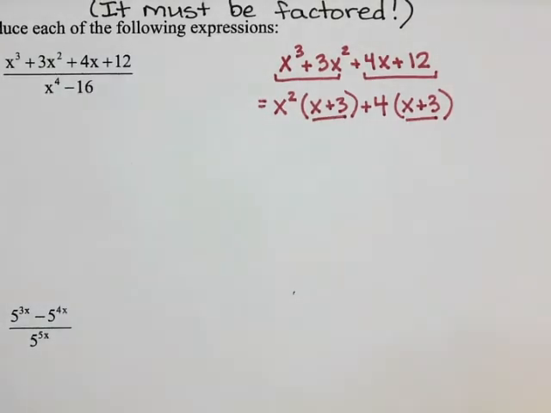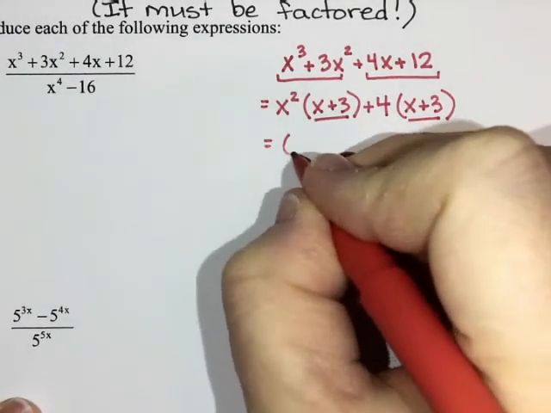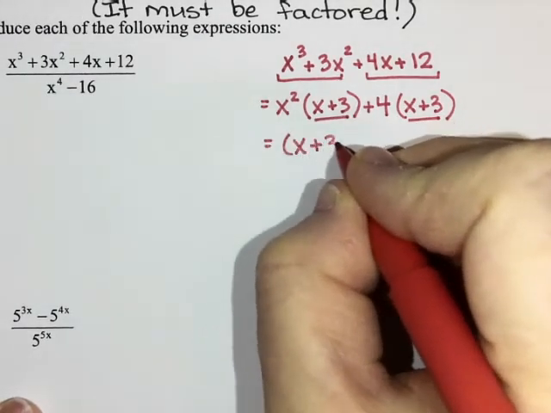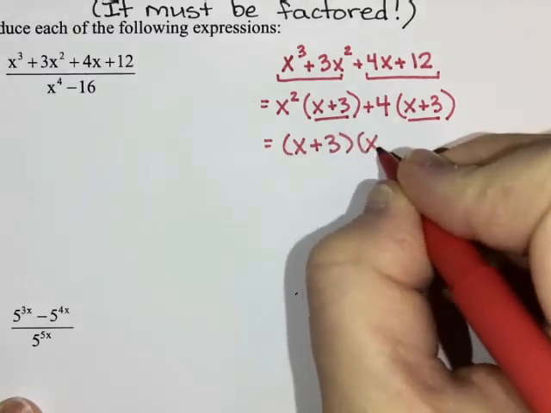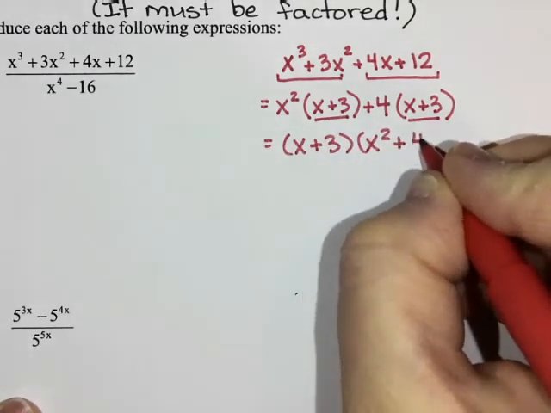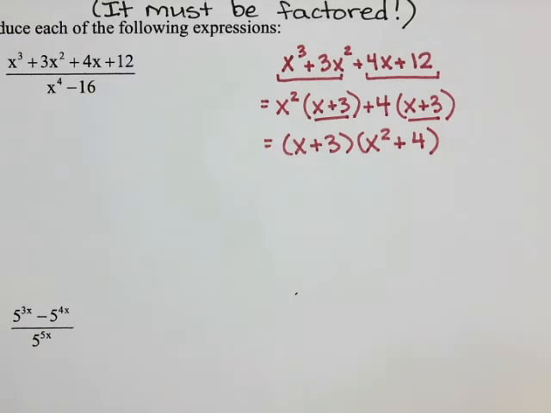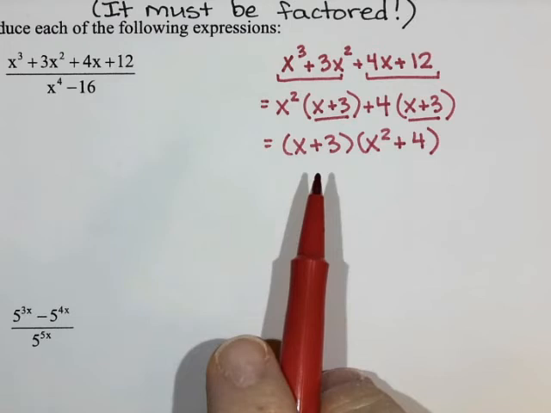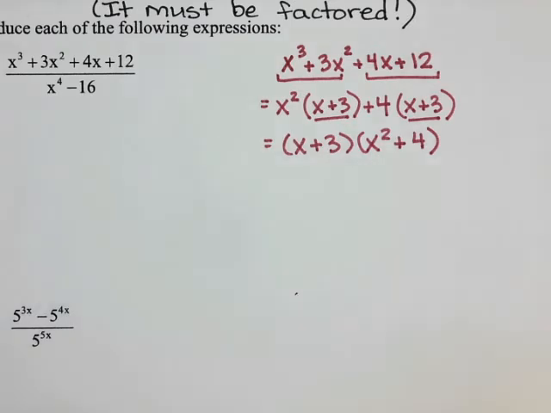If I didn't get the same bracket there, that means factoring by grouping is not going to work, and you would need to maybe try to use the factor theorem. But it did work. So this is x plus 3 times x squared plus 4. Now when I'm factoring, you should always check to see if you can go any further. x plus 3 does not factor, but what about x squared plus 4?